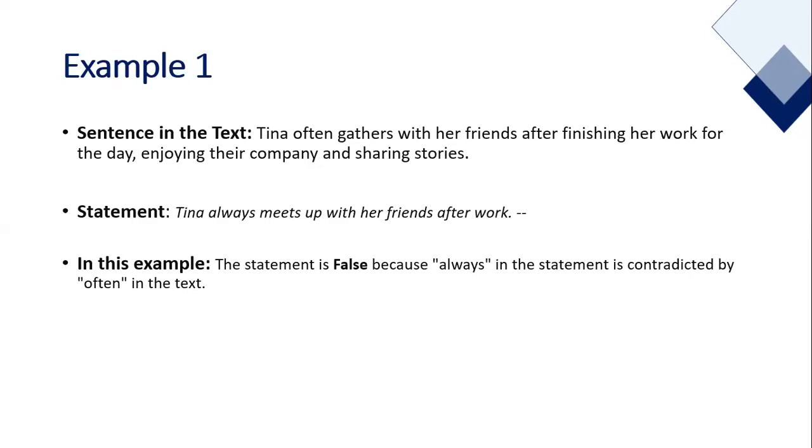I have given 3 examples, one for each category. In the first example, the statement that is given to us is: Tina always meets up with her friends after work. The sentence that is present in the text is: Tina often gathers with her friends after finishing her work for the day, enjoying their company and sharing stories. So what is the qualifying word? Always in the statement, often in the sentence. Both of them are not the same. Always means every day. In this context, often means sometimes, more than sometimes, regularly. So the statement is false because it is the opposite of always.